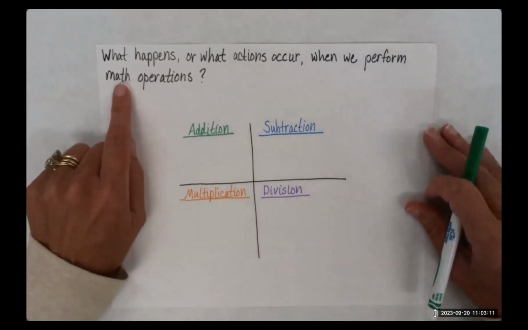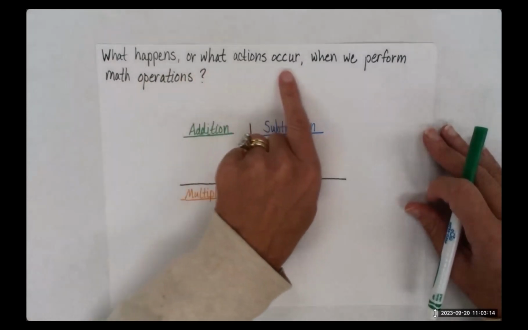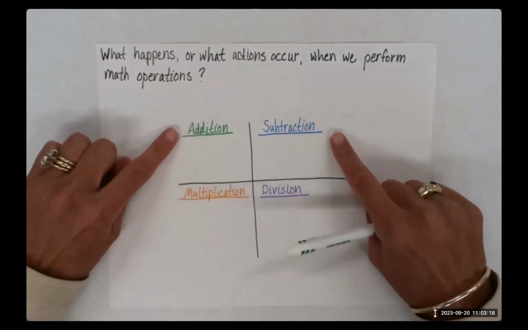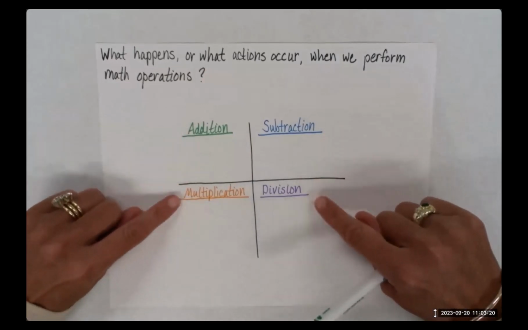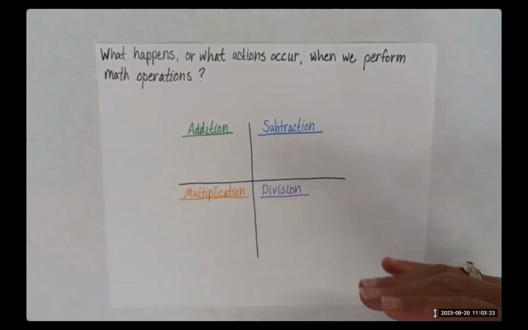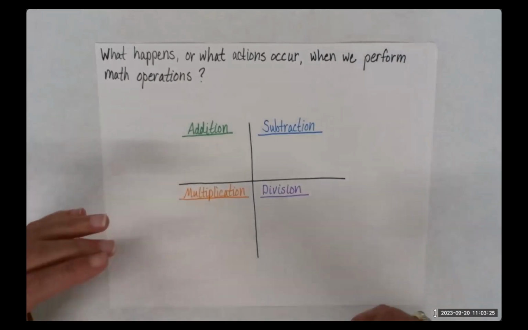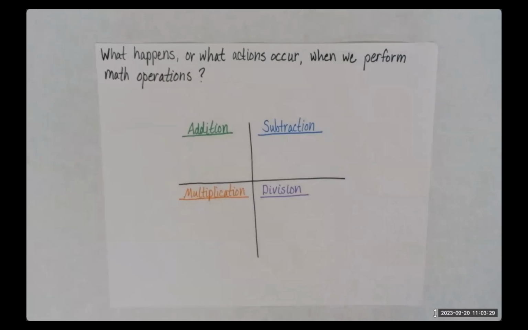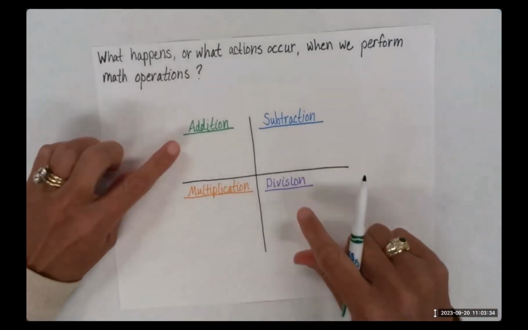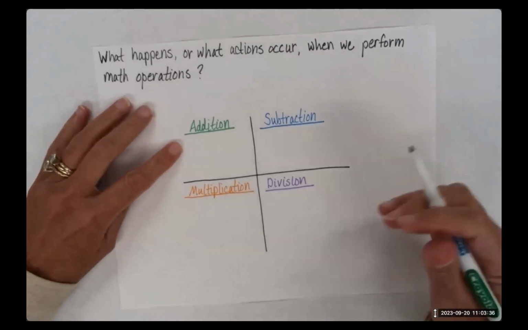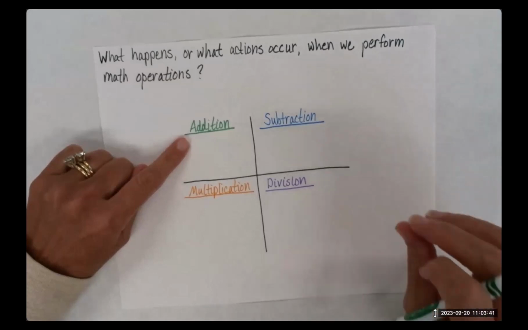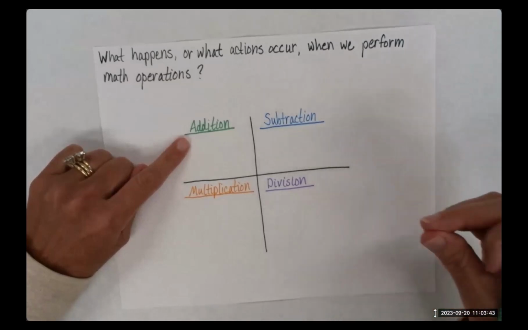And with the focus question of what happens, or what actions occur, when we perform math operations. I go through each operation and identify what actions happen when we are adding numbers or subtracting numbers and multiplying them or dividing them. And I'm going to model that for you real quick with addition. So I would ask my kids, well, what happens when we add 2 numbers? I promise you, your kids are going to say, well, you add them.